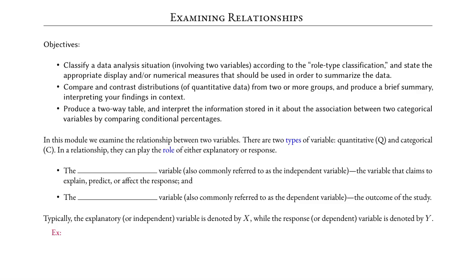In this module, we'll examine the relationship between two variables. Recall, the variables are either quantitative or categorical. We will denote Q for quantitative variable and C for categorical variable. And so those are the two types of variable. In a relationship, they can play the role of either explanatory or response.